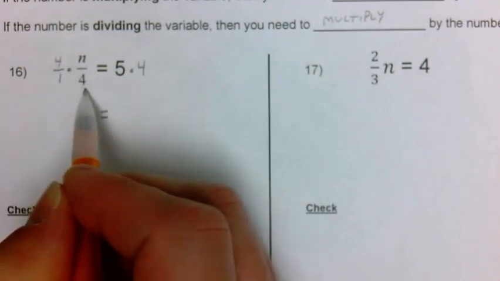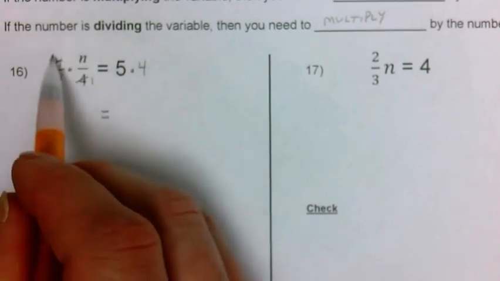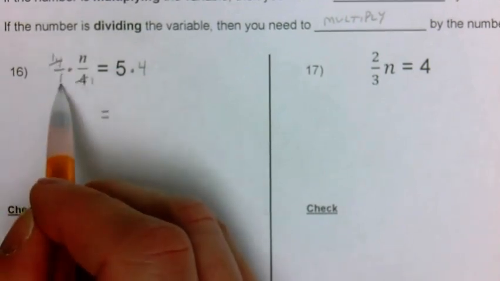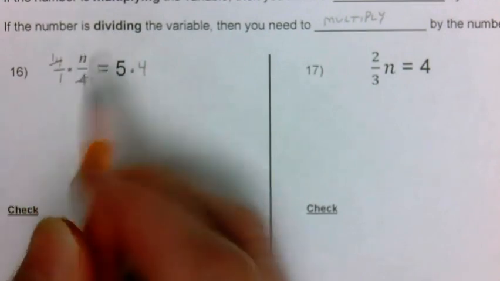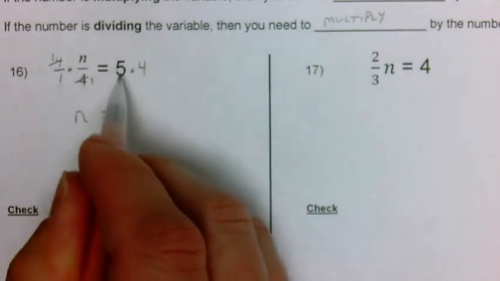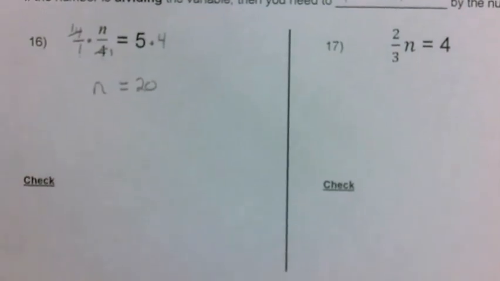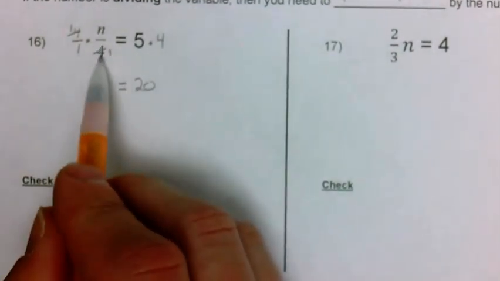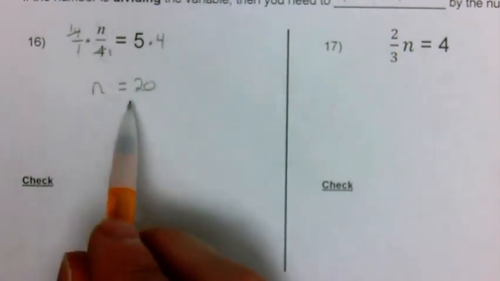I have a 4 in the denominator here. 4 goes into itself once. So this is 1 over 1, which is just 1, times n over 1, which is just n. 1 times n is n. n equals, on the right, 5 times 4, which is 20. n equals 20. Okay, so since my variable was being divided by 4, I multiplied each side of the equation by 4 to get n's value.